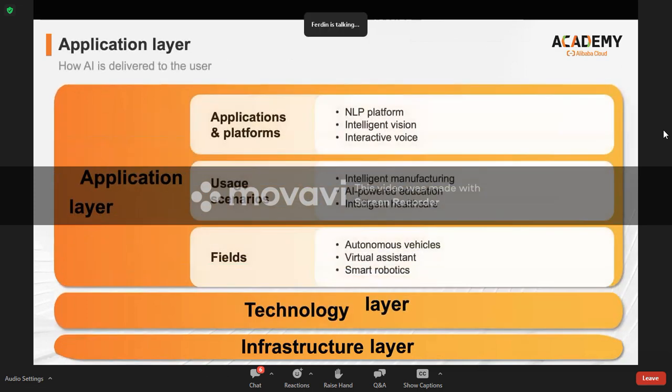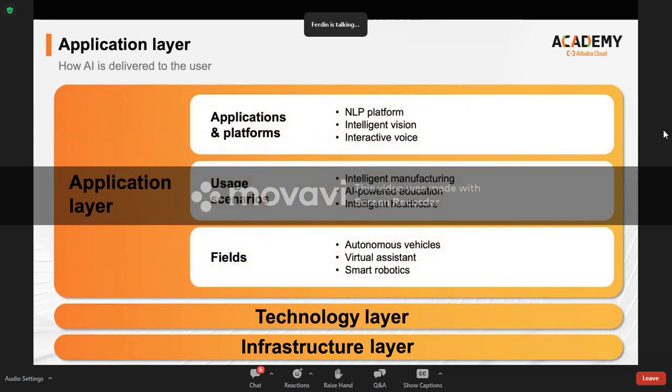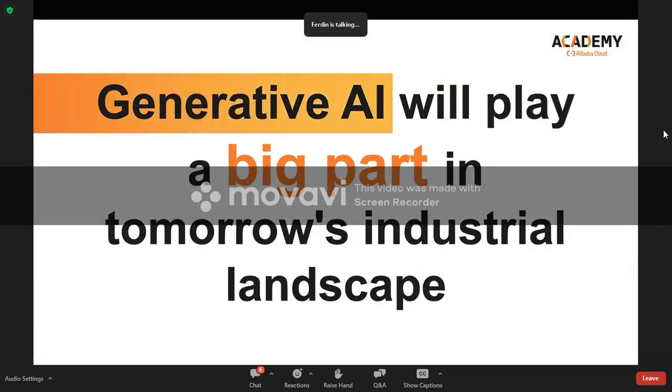And finally, we have the application layer. Here we have various applications and the scenarios we are using it with. In the applications and platforms, we have the natural language processing platform, that is for the text, intelligent vision, and also interactive voice. These are used for multiple scenarios like intelligent manufacturing, AI powered education, and intelligent healthcare. And then in the fields, we have autonomous vehicles, virtual assistants, and smart robotics. So generative AI will play a big part in tomorrow's industrial landscape. This is all about generative AI.